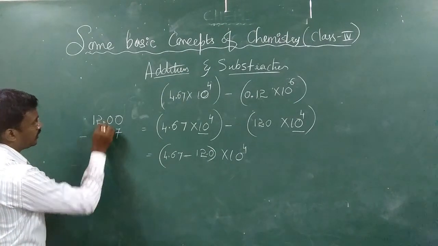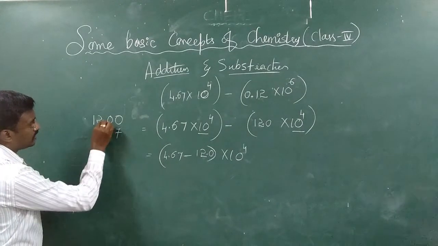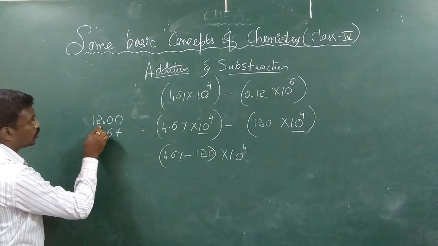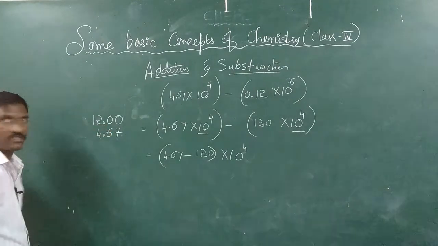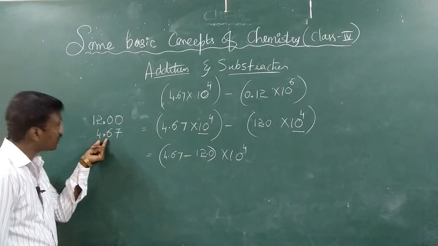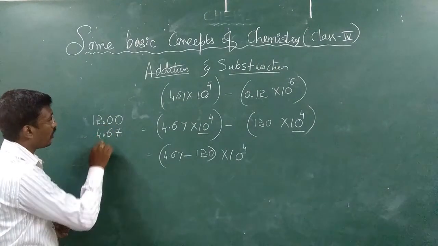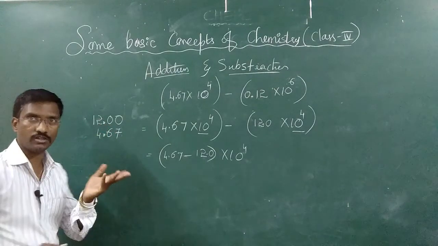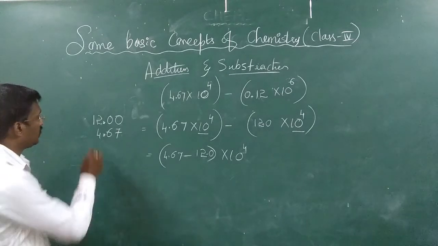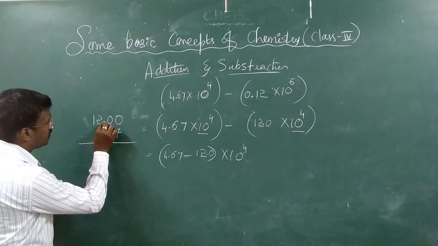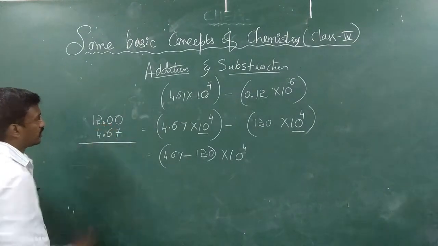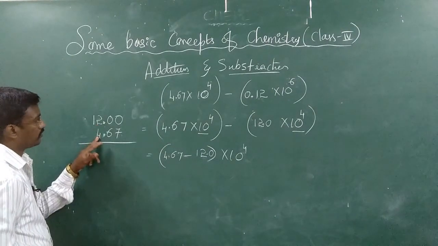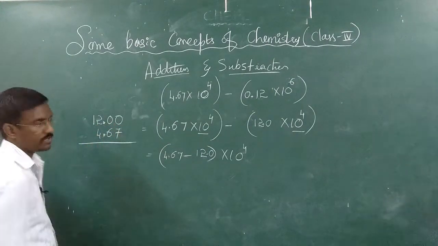4.67. Look here, the decimal point should be in the same position. After 12 the decimal point is there, and after 4 the decimal point is there. The decimal point position should be the same while doing subtraction or addition. This is what we have to remember while doing addition and subtraction. Can you see that the decimal points are below each other? The digits after the decimal point should also be aligned.